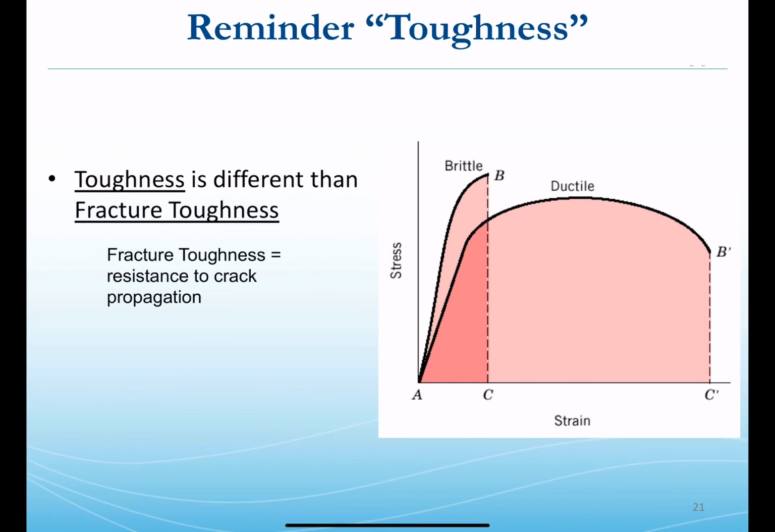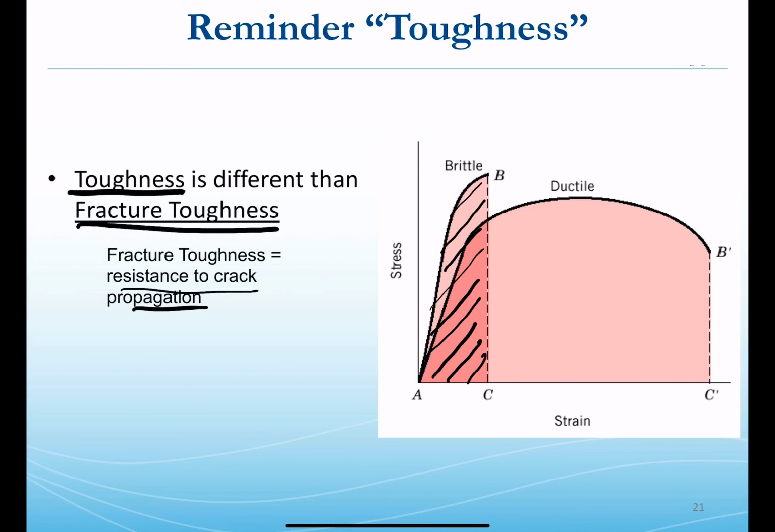Just to remind you again, the resistance to crack propagation is not toughness. So fracture toughness is different than toughness. Toughness is, of course, the area under the stress-strain curve. And fracture toughness is that resistance to propagation. And we'll develop an equation and understanding for that.